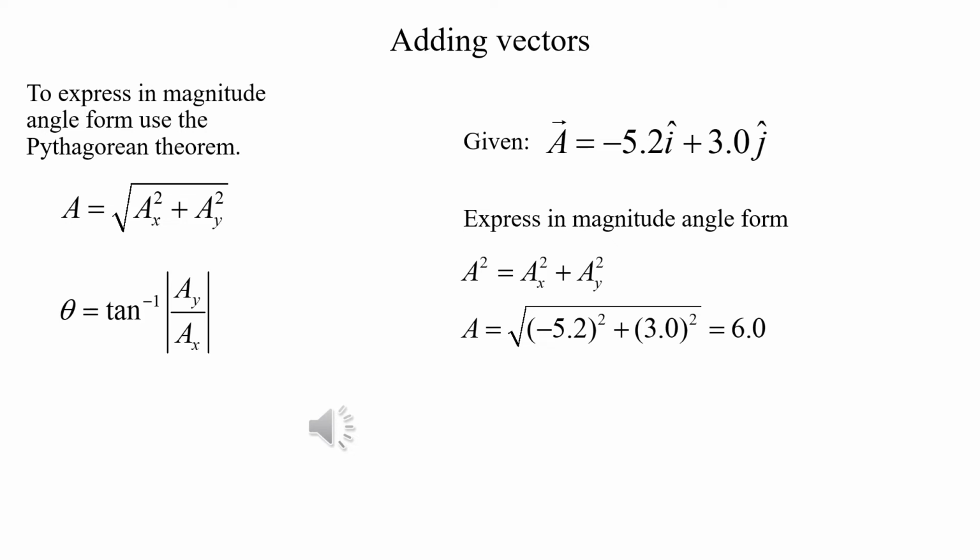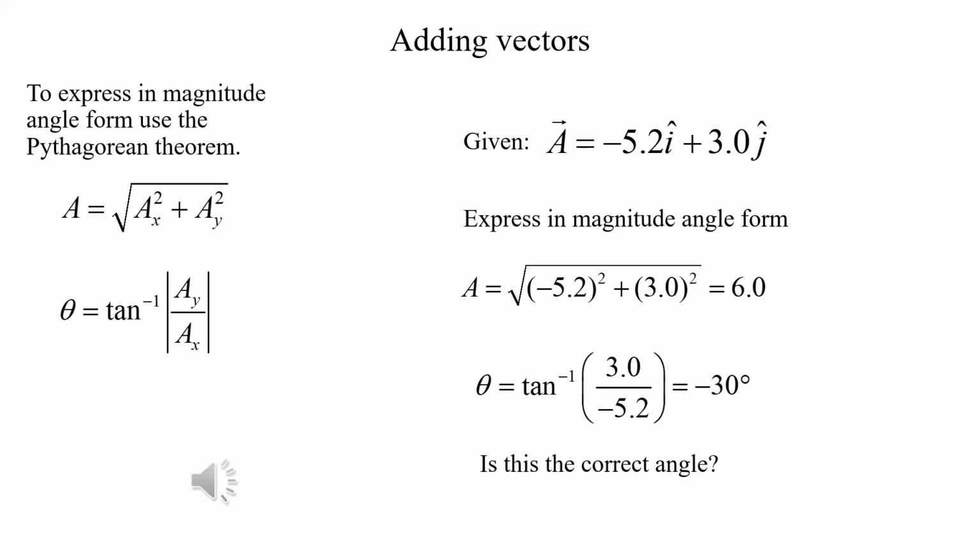Now to get the angle, I'm going to take the inverse tangent of the y component over the x component. But I'm going to use the absolute value, so I ignore the negative sign on the 5.2. Okay, so what happens if I don't ignore the negative sign on the 5.2? I just take the inverse tangent of the y component 3 divided by the x component negative 5.2. And what do I get for my angle? Well, my calculator tells me it's negative 30 degrees.